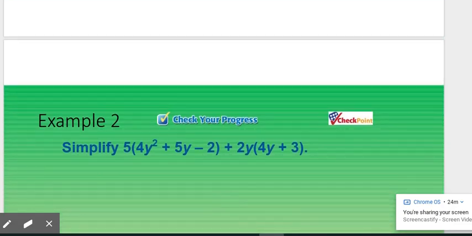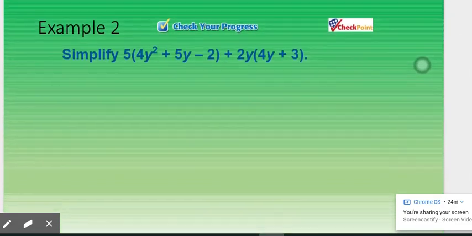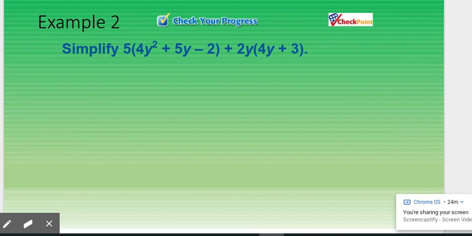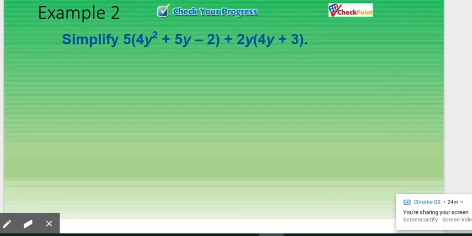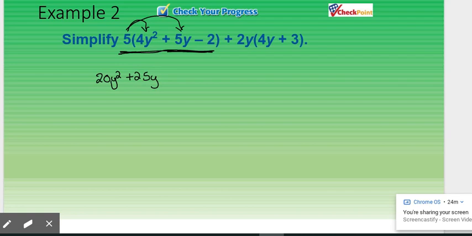Okay, last one. I'm going to go ahead and go through this, but if you want to try it first, go ahead and pause the video and give this one an attempt. All right, I'm going to do this first part. That's my first distributive property problem. So I got 5 times 4y squared. It's 20y squared. 5 times 5y is 25y. And 5 times negative 2 is negative 10.